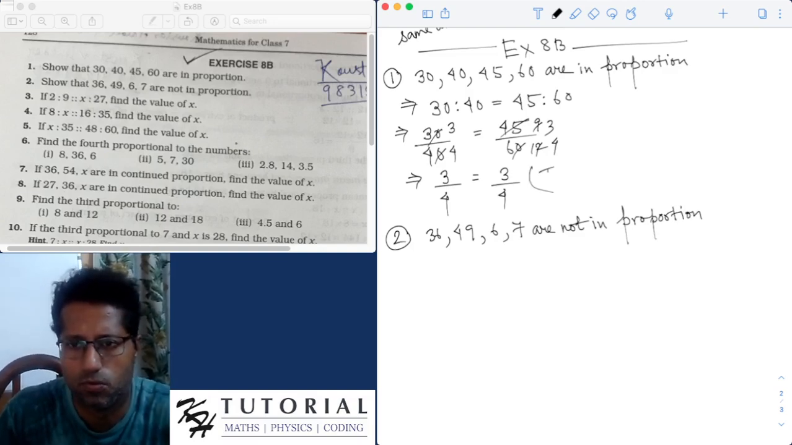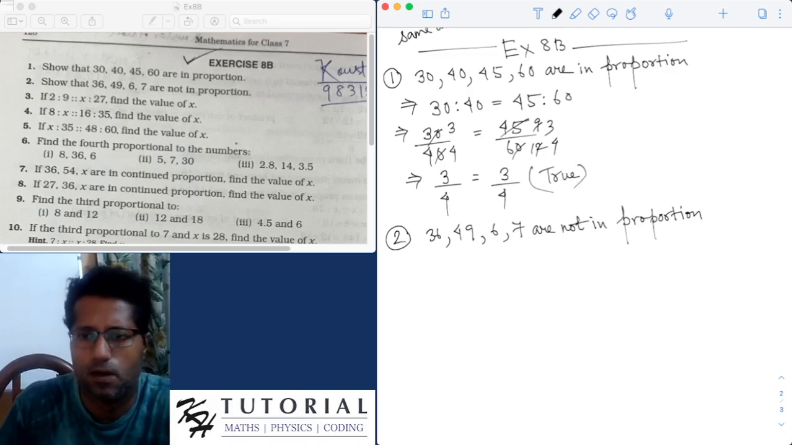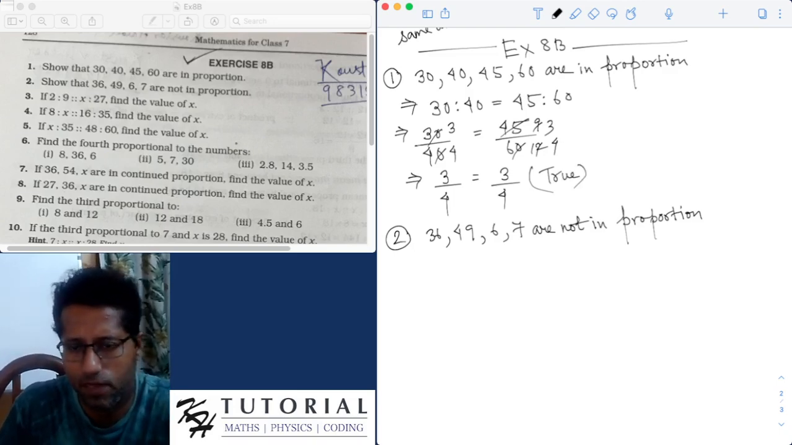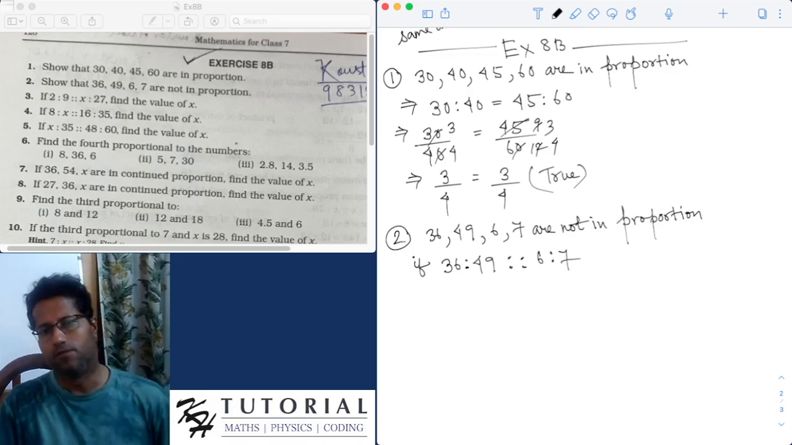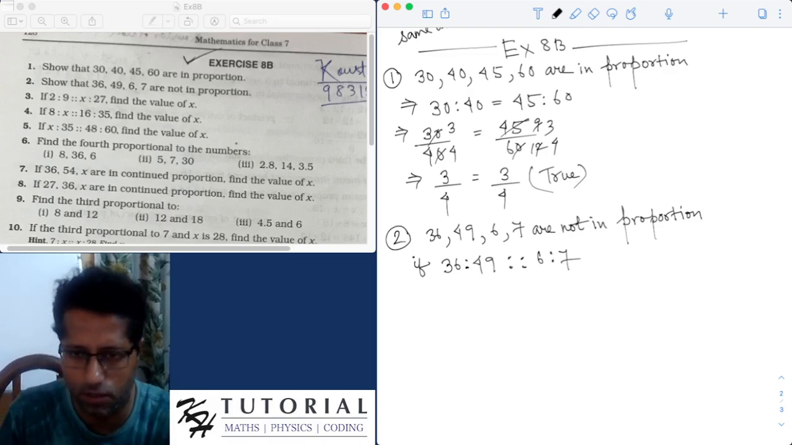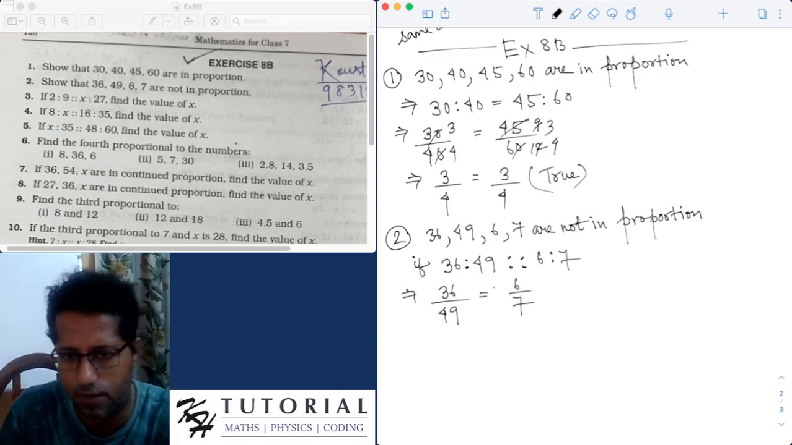So this is true, are not in proportion. So if they are in proportion, we must have, let's use some proper notation, 36 is to 49 equals, that is double colon, 6 is to 7. Now this will imply 36 by 49 equals 6 by 7.